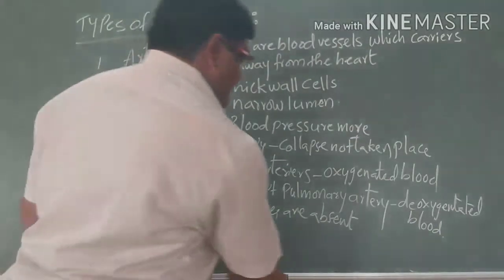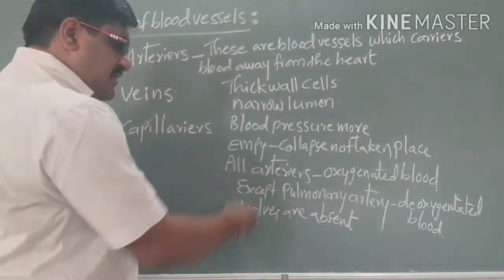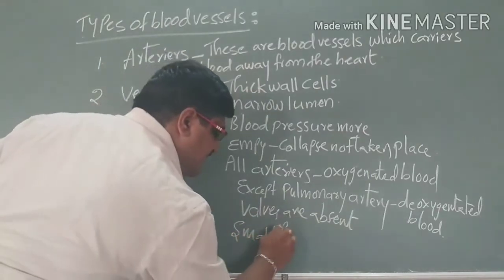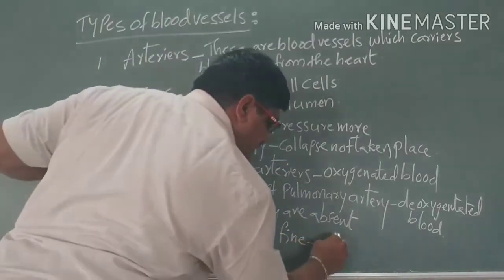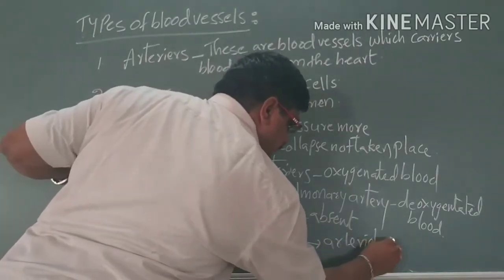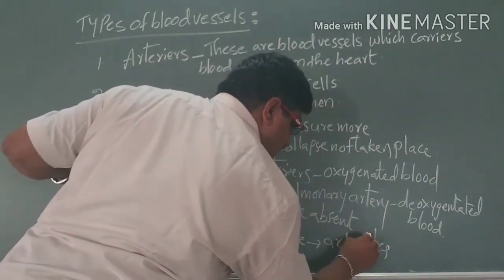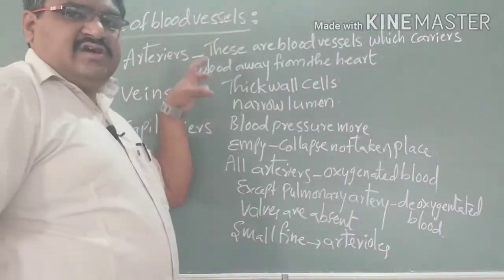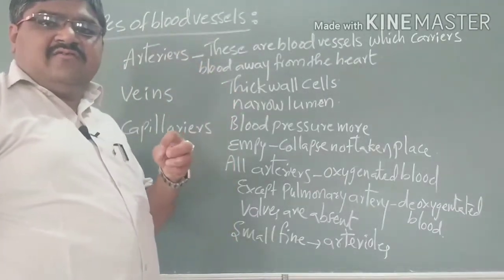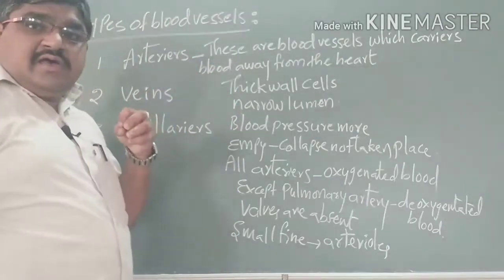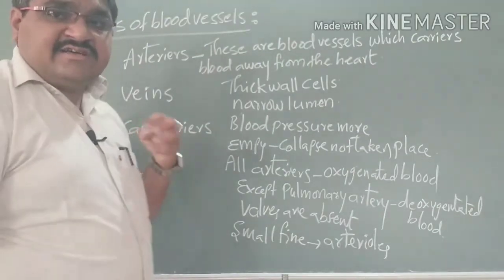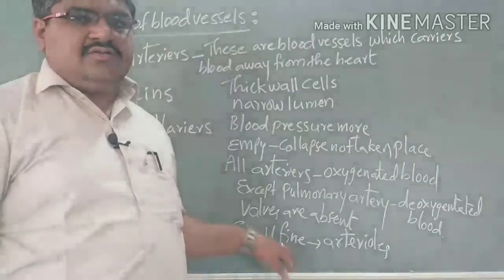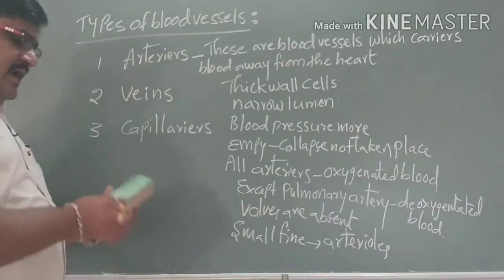These arteries divide into small, fine structures called arterioles. That means the arteries which enter into the tissues divide into fine capillary-like structures. They are called the arterioles.